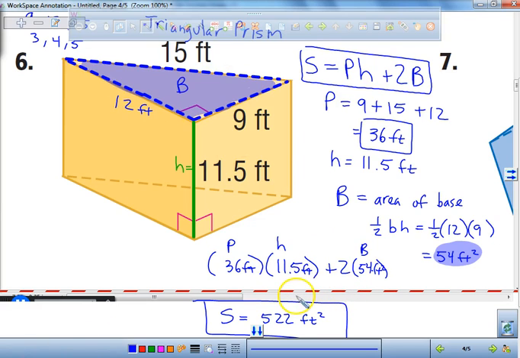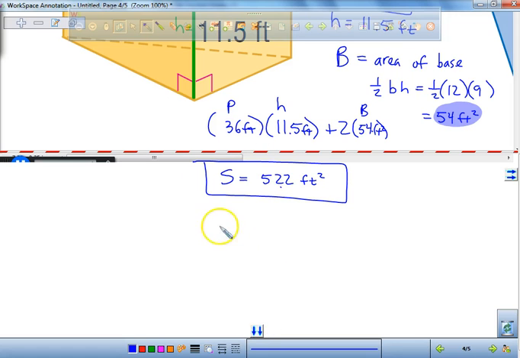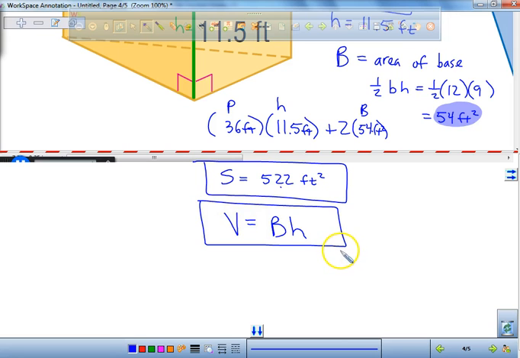All right, now that we're done with the surface area, we're going to find this concept called volume. Now, volume for a prism is really, really easy. It's the area of the base times the height. That's the formula for volume. The cool news about this particular one is we already know the area of the base because we needed that for the formula for surface area.